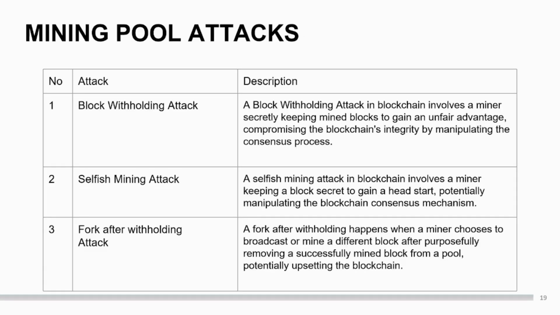Next is the mining pool attack. A mining pool block withholding attack in a blockchain involves secretly keeping a group of blocks to gain an unfair advantage over the blockchain. Selfish mining attack in a blockchain involves a miner keeping a block secretly to gain a head start, potentially manipulating the blockchain consensus mechanism. Fork after withholding: a miner constantly broadcasts a mined block in a different block after purposefully removing a successfully mined block from a pool, potentially affecting the blockchain.